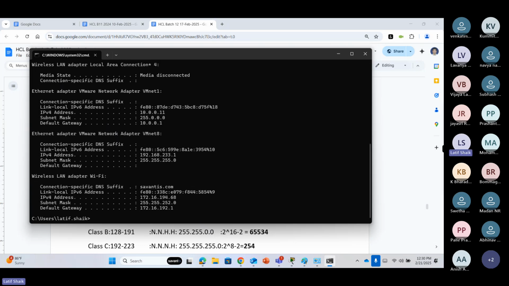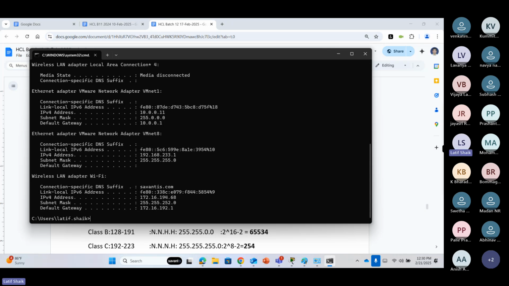But how will the system understand which is the network portion and which is the host portion? When it wants to communicate with a destination system, their network portion must be same. They have to follow the same network ID. Only if both network IDs are same will they communicate. How does the system do that? How does the system know what its network ID is?